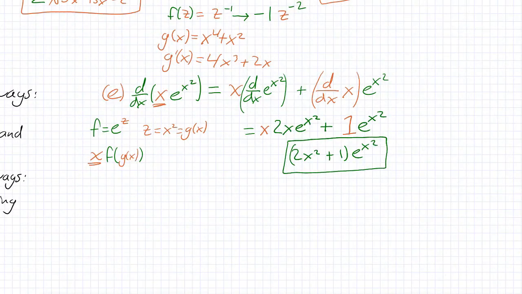So here it is. I wrote out first just the product rule, writing the original first function. So there's two factors here, two things being multiplied to get this overall function. There's the factor x and the factor e to the x squared.